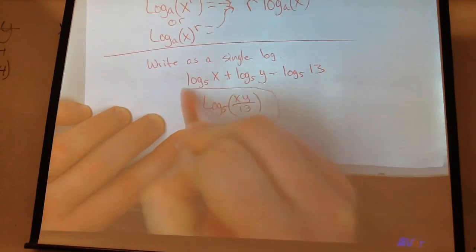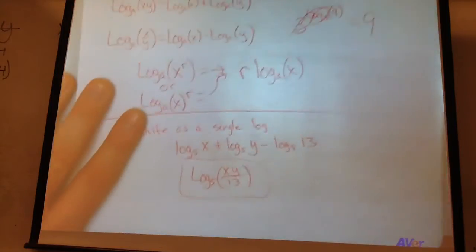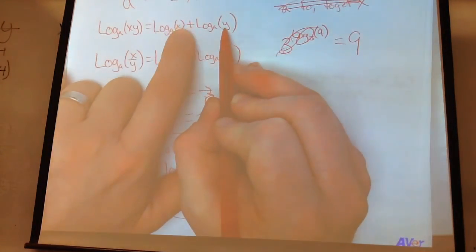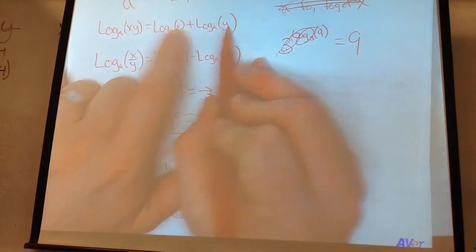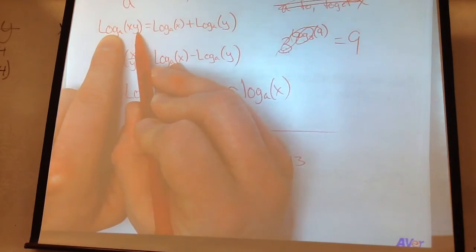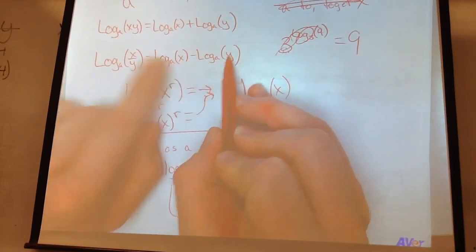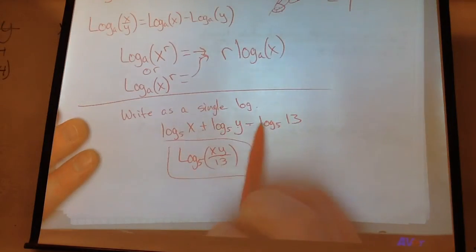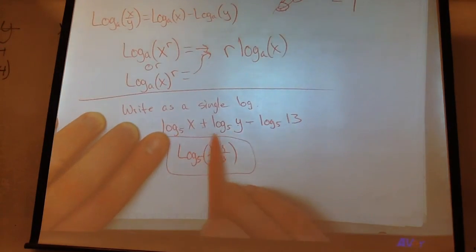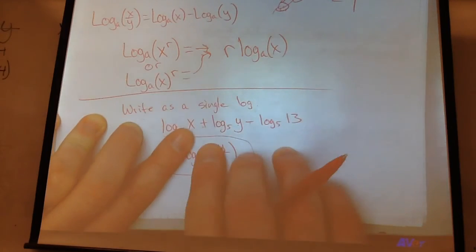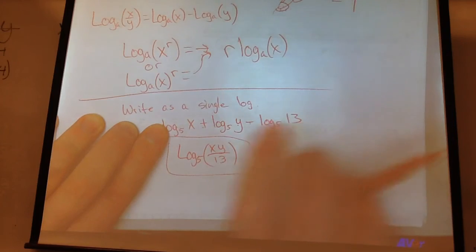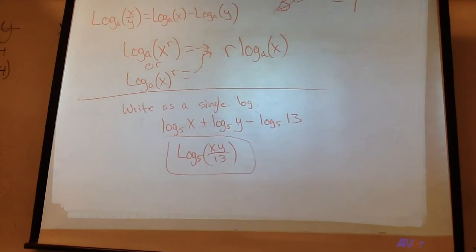That's how you would break it down. If you have logs and the bases are the same, and it's addition, you can just multiply those and turn it into a single log. If you have subtraction, you can just divide those and turn it into a single log. So log base 5 of x plus log base 5 of y becomes log base 5 of xy, then subtracting log base 5 of 13, just divide by 13. All the logs have to be the same base, yes.